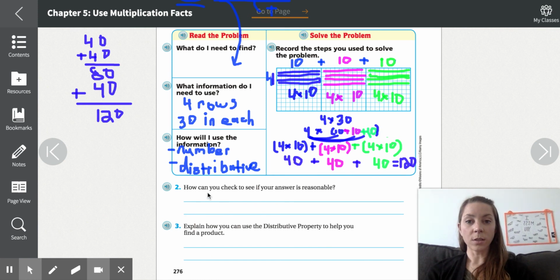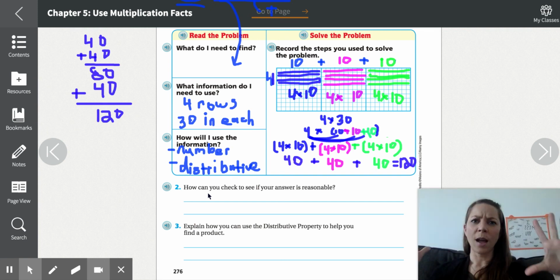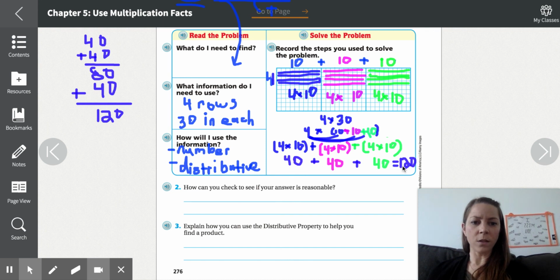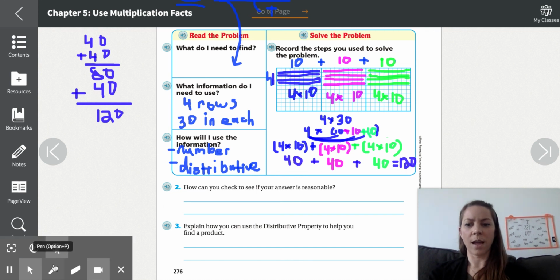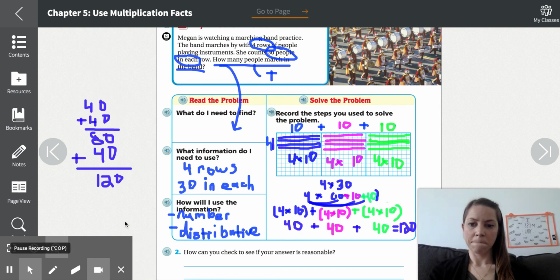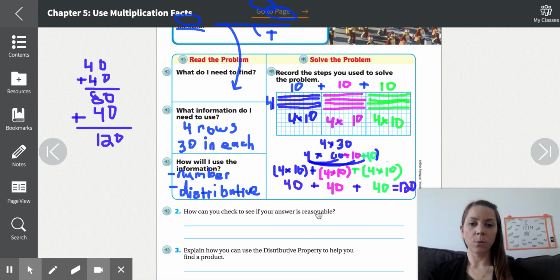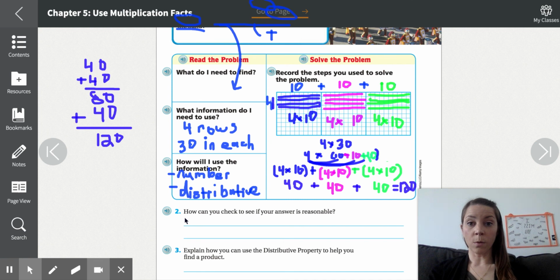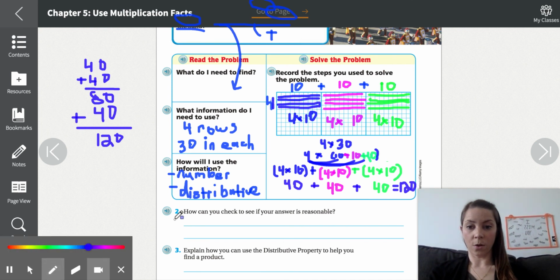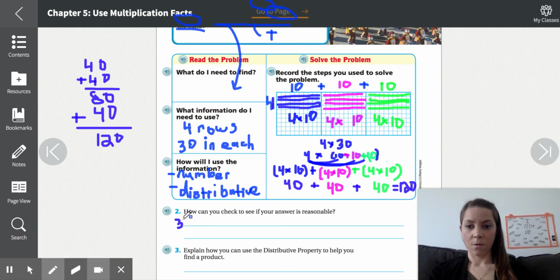Now the next question says, how can you check to see if your answer is reasonable? That means it's not like some really outlandish, impossible to make sense answer. So if this is your answer, 120, how could you see if that makes sense? Well, two ways that I'm thinking of to check to see if it's reasonable is I could think of another way to solve multiplication. 4 times 30 really means 4 groups of 30, right?